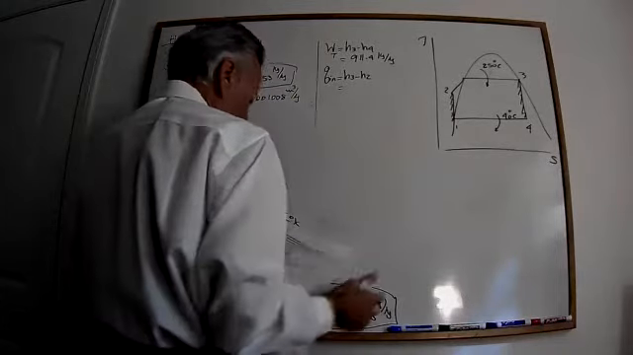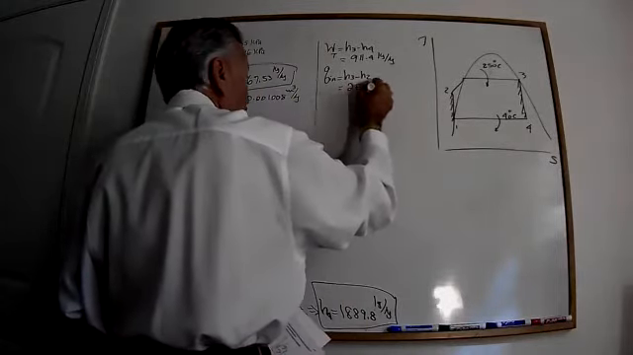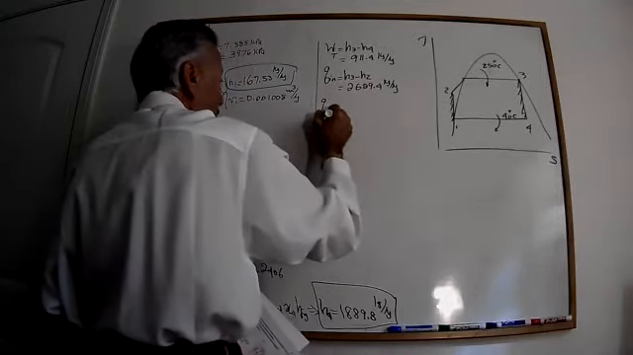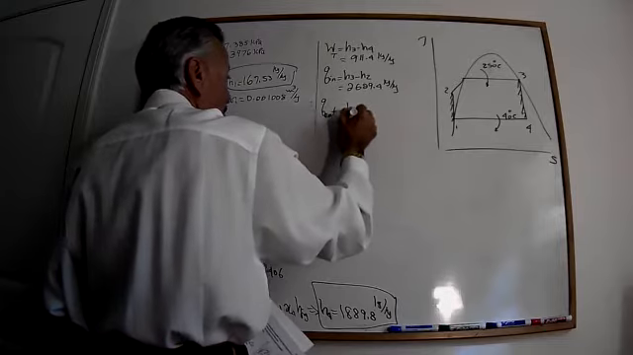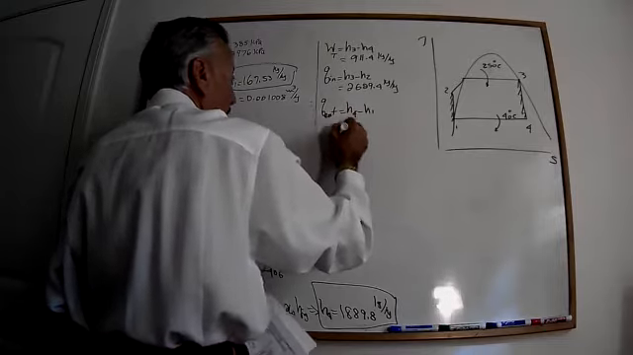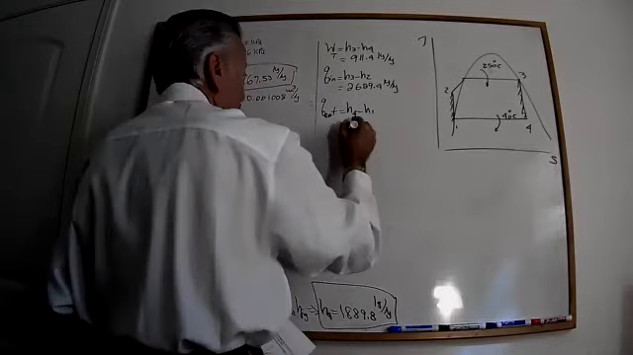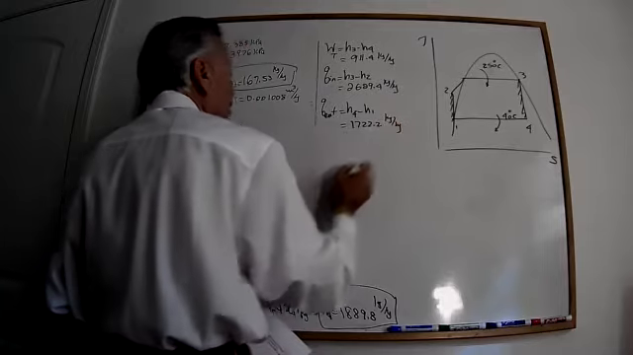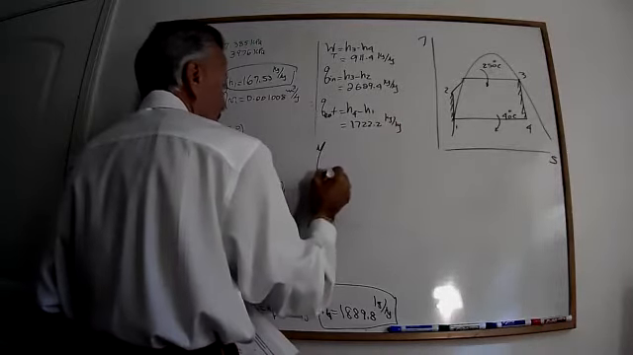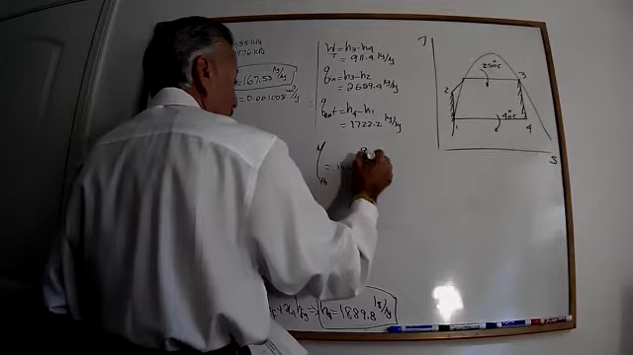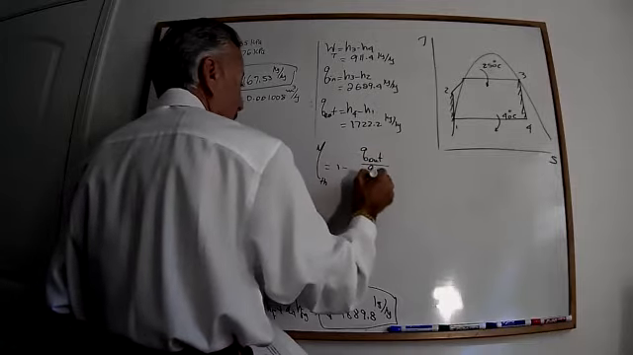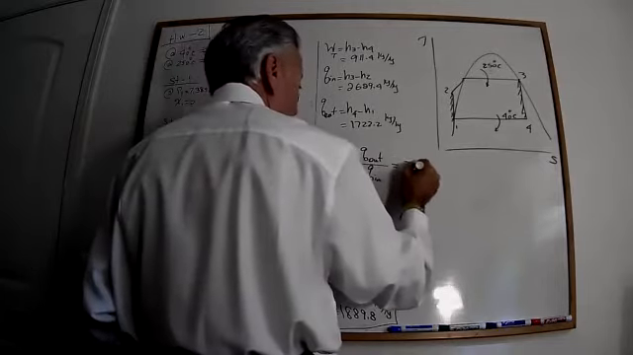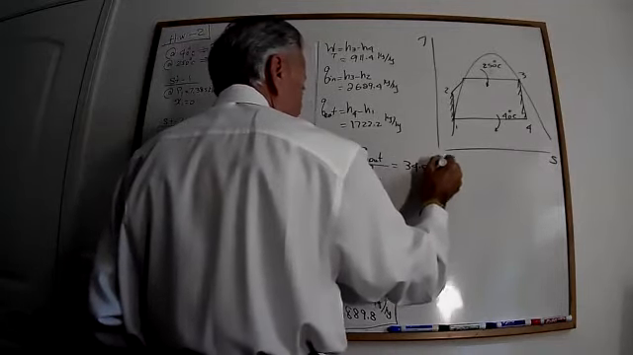2629.4 kilojoule per kilogram. The Q out would be H4 minus H1, and that value is 17222 kilojoule per kilogram. Finally, the thermal efficiency is 1 minus Q out divided by Q in, and this will give you 30.45% efficiency.